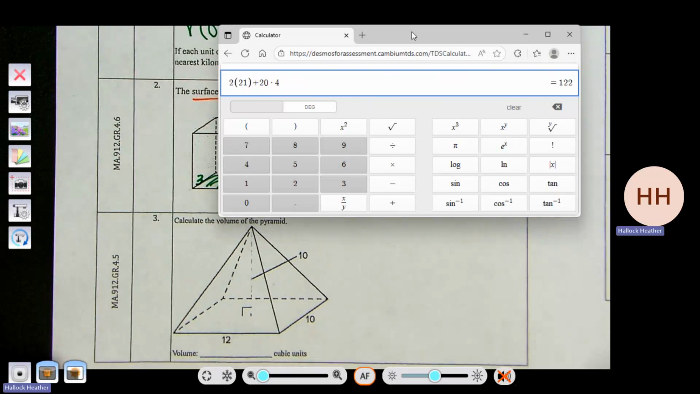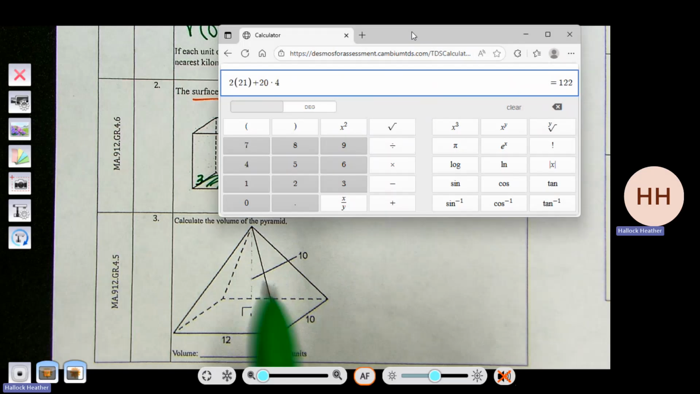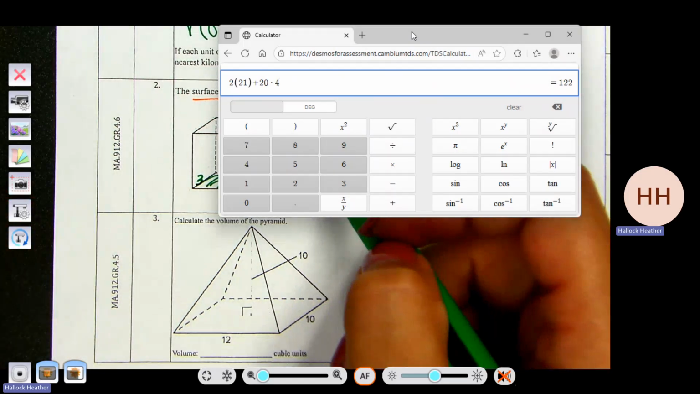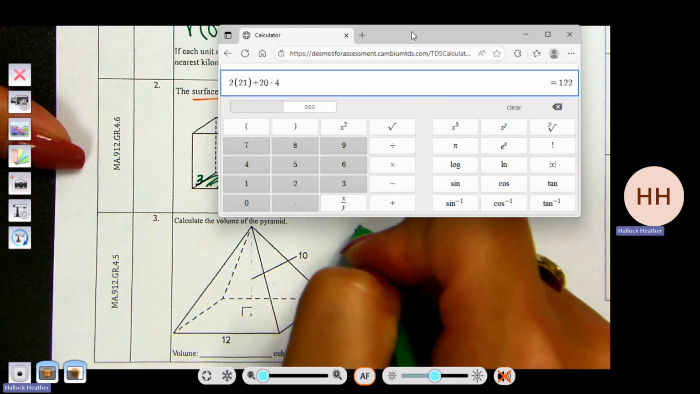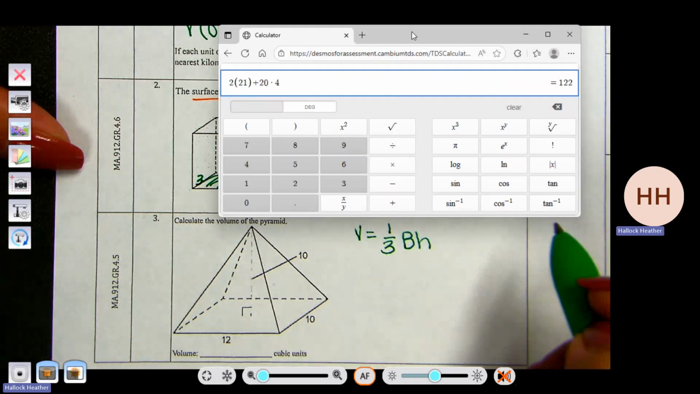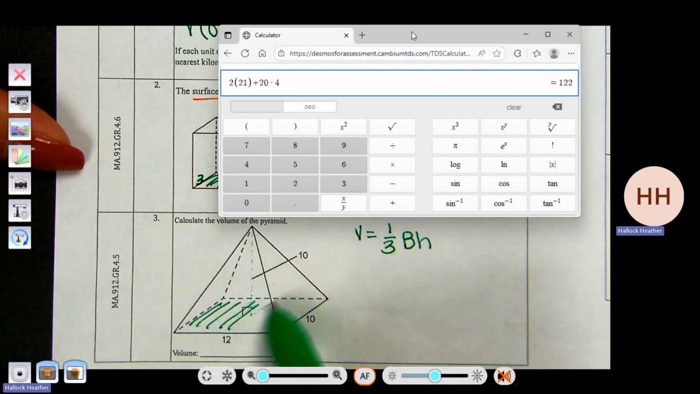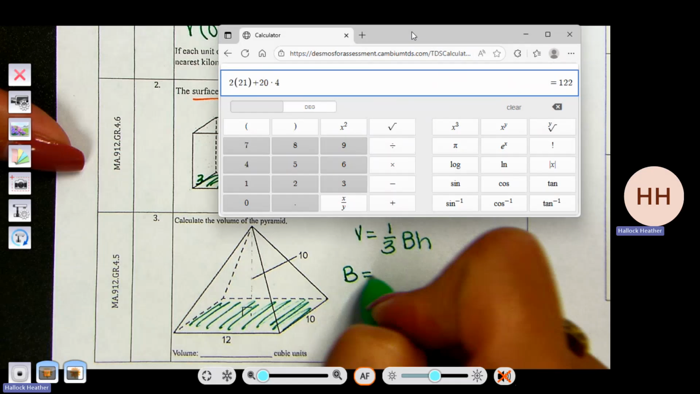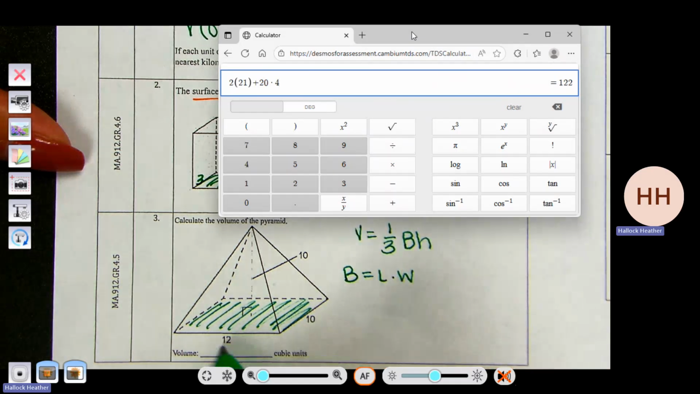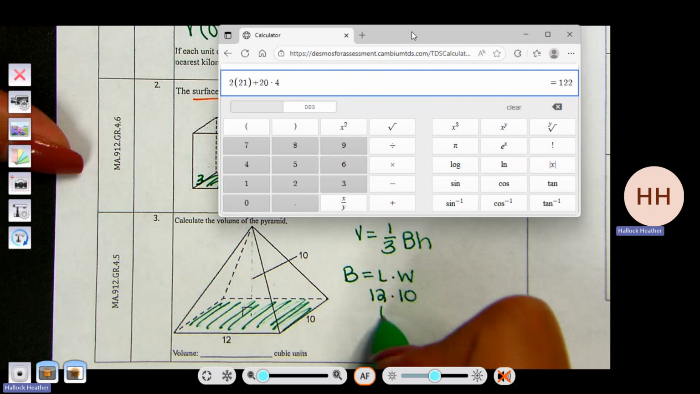So the next one says calculate the volume of a pyramid. If I look at my formula sheet for a pyramid, volume is 1/3 big B H. Big B is the area of the base. My base is a rectangle, so I'm doing length times width. So I'm doing 12 times 10. 12 times 10 is 120.